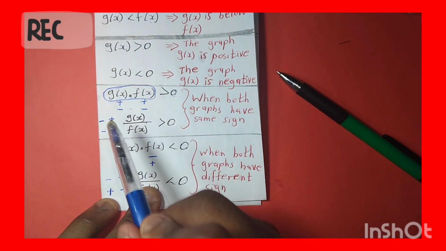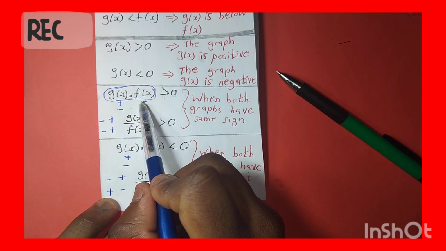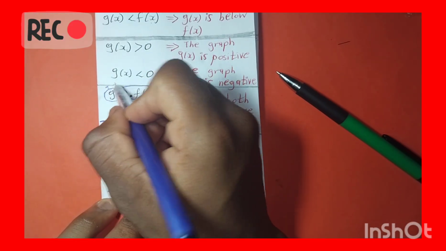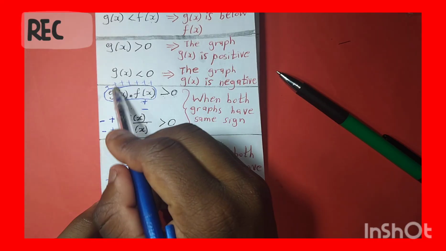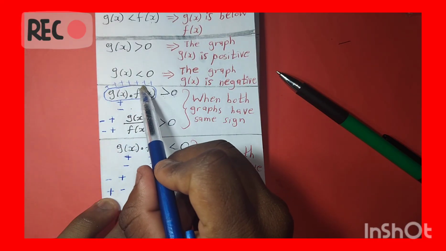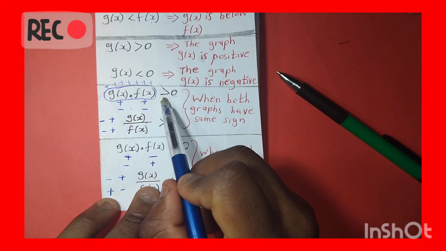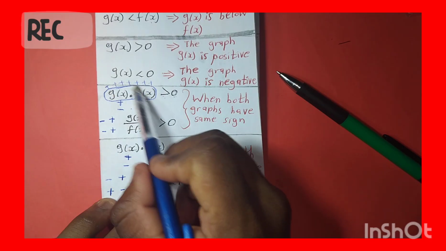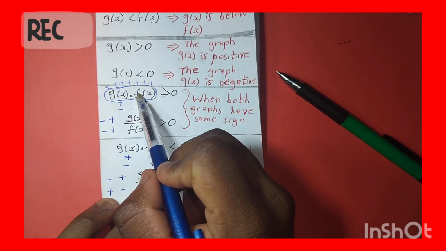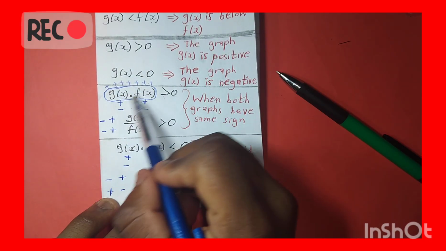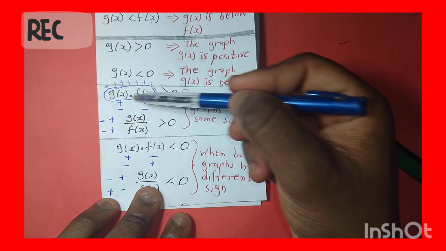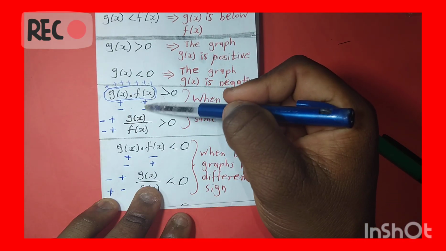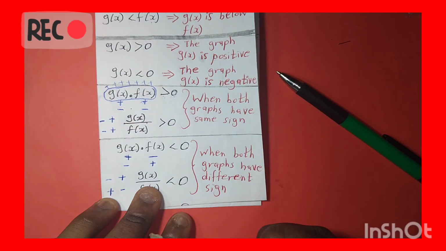Because we know that when we multiply the same sign, we get positive. What does it mean to you? It simply means that when we multiply them, they will be greater than 0. It means that they will be positive, those graphs. Do you understand? And in order for those two graphs to be positive, they should have the same sign, because when we multiply the same sign, we get positive.